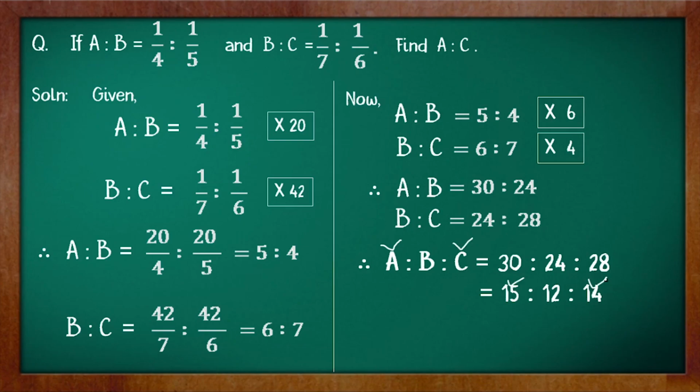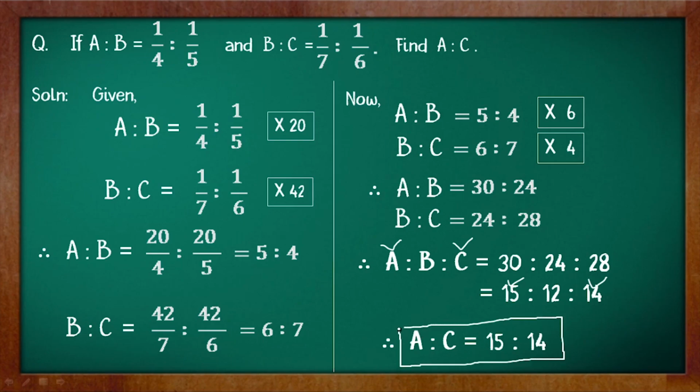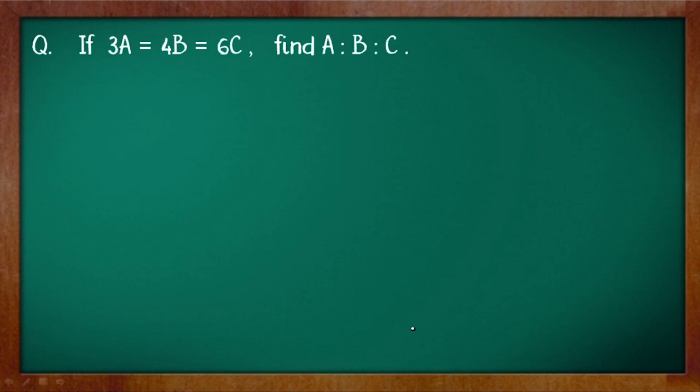So what will be A is to C? It is 15 is to 14. Now again we will try to cancel, but it is not possible. Okay, it is not possible to cancel. So what is the final answer that we get? It is A is to C is equal to 15 is to 14.